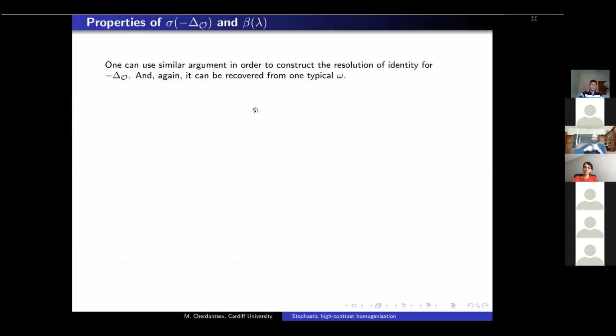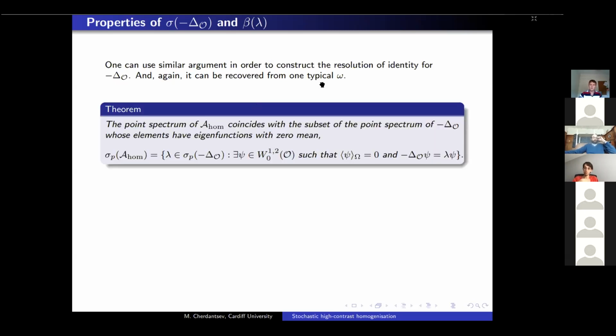So one can use some similar arguments. I don't want to go into details because there's a lot of notation, but we can construct the resolution of identity of the probabilistic Laplacian. And again, one can recover this resolution of identity from one typical trajectory, from one typical omega. When I say trajectory, I mean Tx omega for fixed omega.